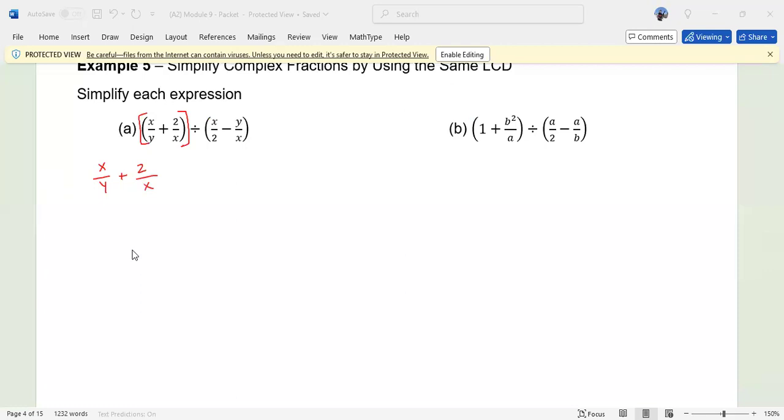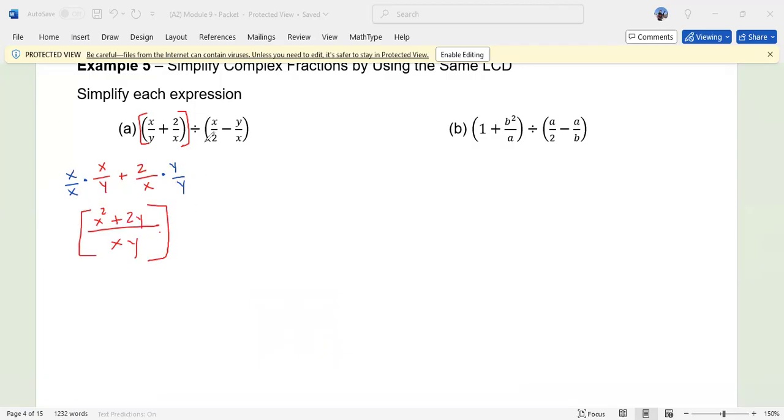We're going to need to go ahead and multiply both of these. I'm going to multiply this one by y over y. I'm going to multiply this one by x over x. X times y, x times y. We're going to be left with the same denominator, so I'm going to have xy as my denominator. X times x leaves me with x squared, and 2 times y leaves me with 2y. So this right here will be my left expression.